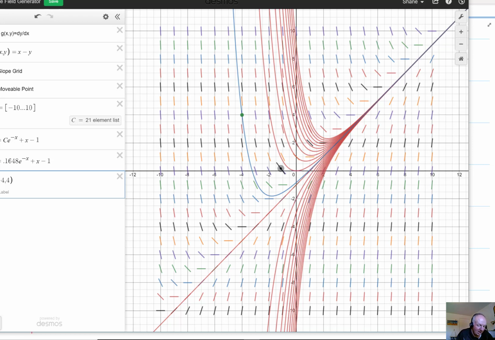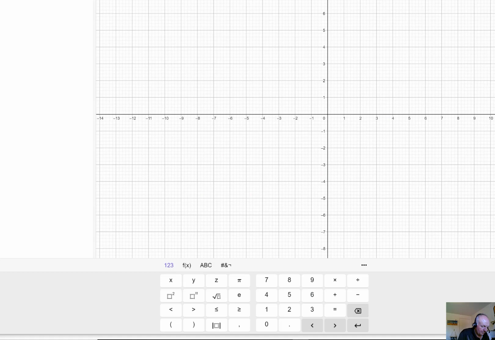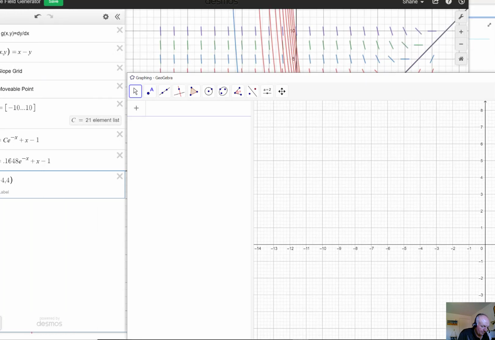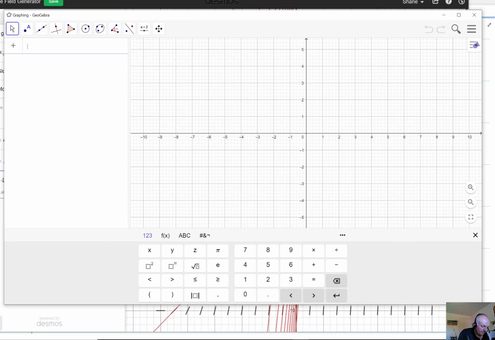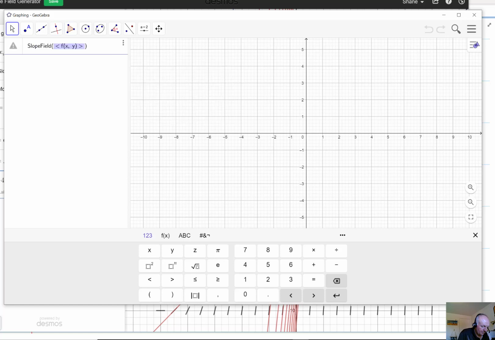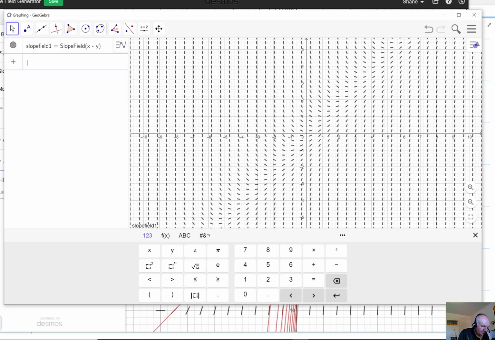Now let me mention this. We use Desmos. If you want something a little more powerful to find slope fields, you can use GeoGebra. GeoGebra has a built-in command for doing slope fields, and it is simply slope field, right? You just type in slope field, and in the parentheses you put the right hand side of your differential equation, x minus y, and you should get a slope field. There it is, right?